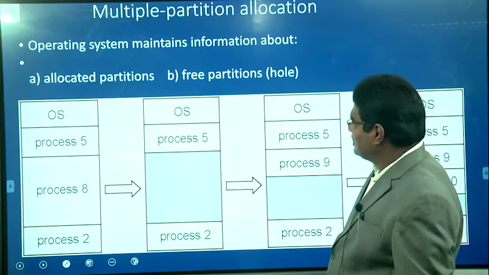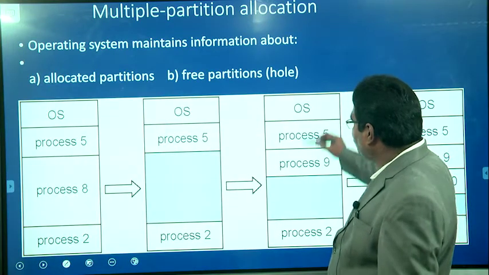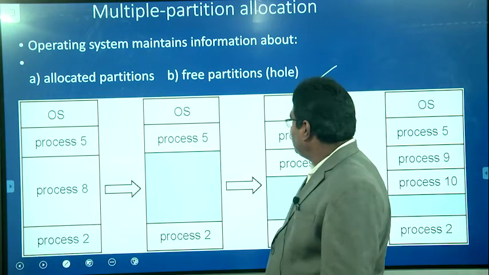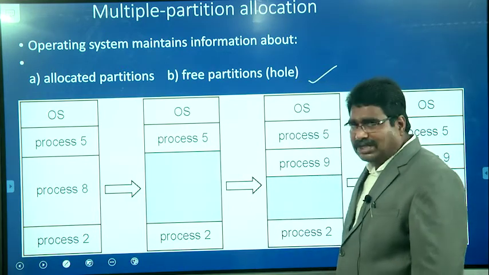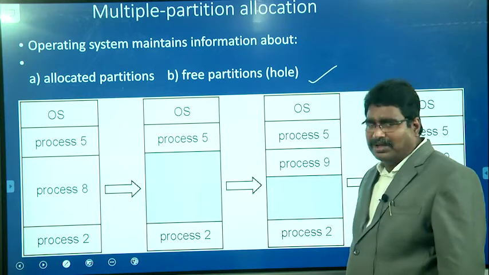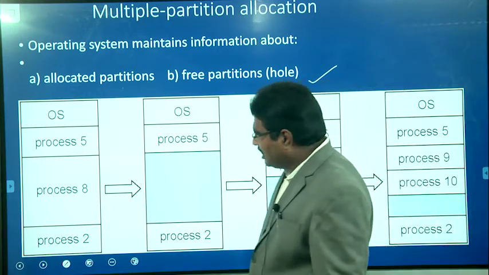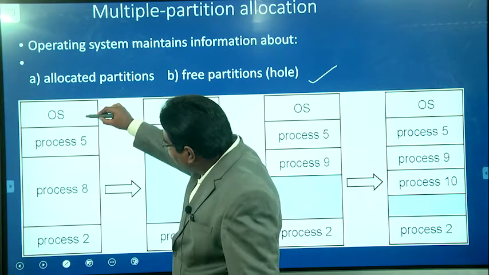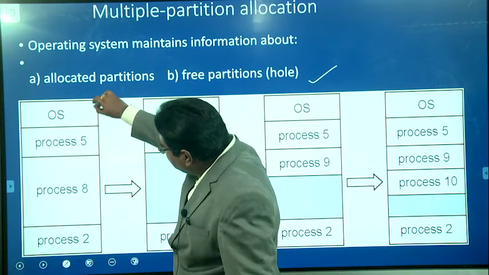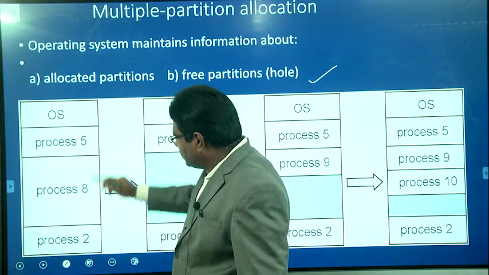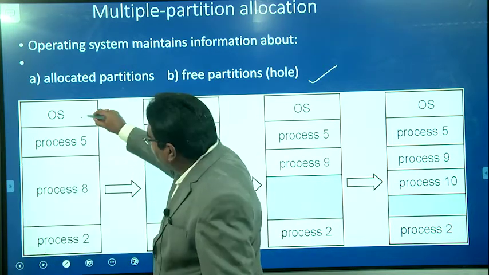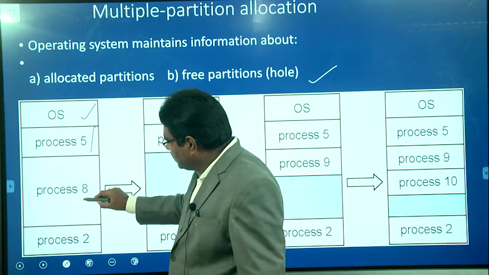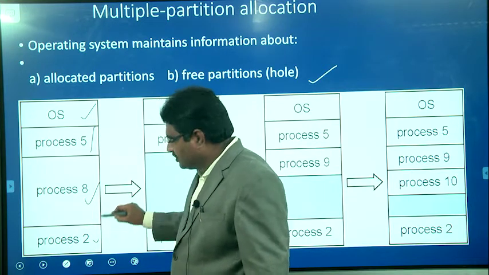And next one is, they try to explain about the multiple partition allocation. One simple example is given. The operating system maintains the information about allocated partitions and the free partitions. Initially we are assuming that this is the primary memory, and this portion is allocated to the operating system, and next some portion is allocated to process 5, and this is process 8 and process 2.